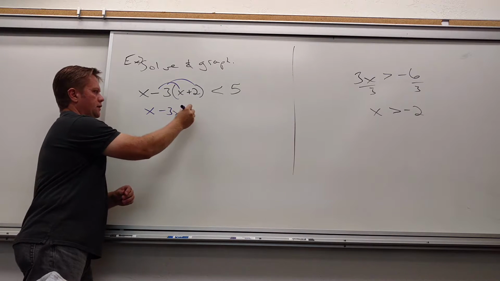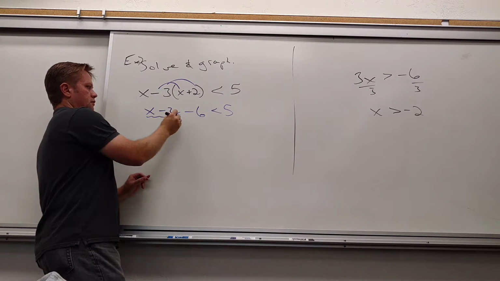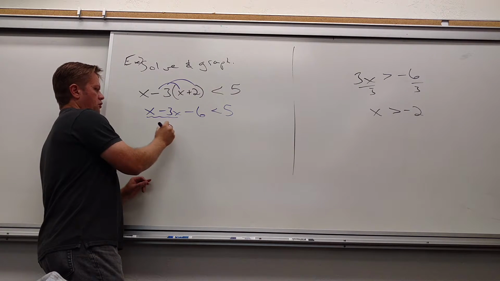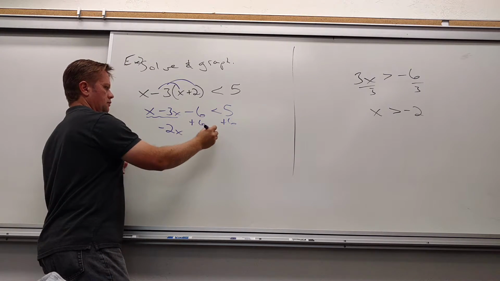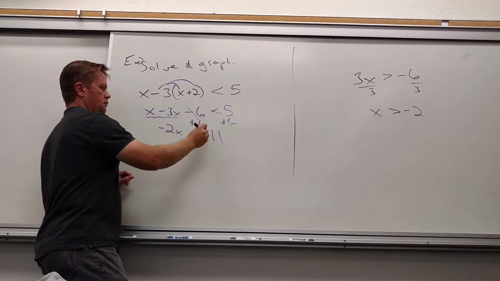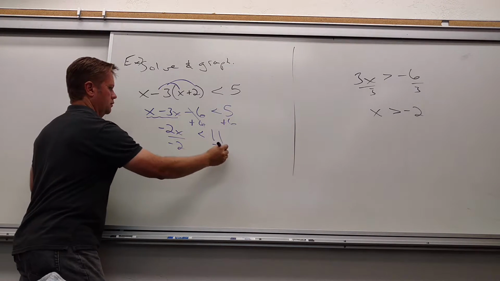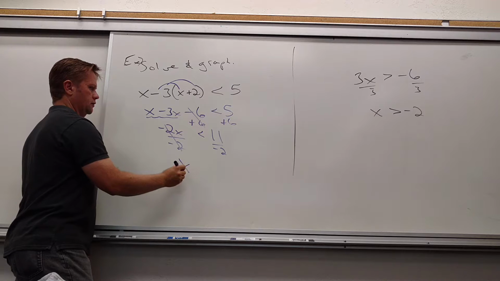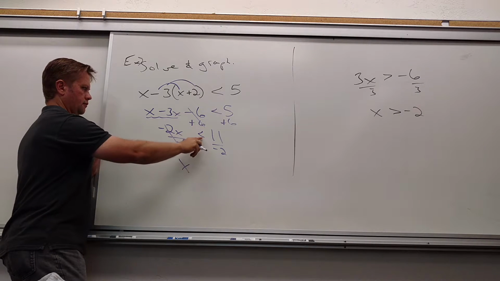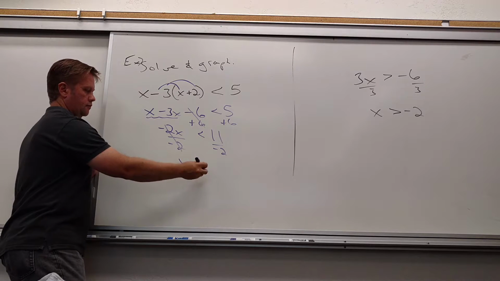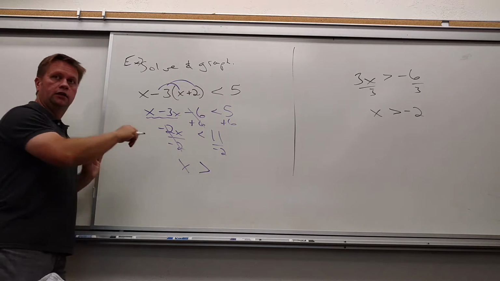Minus 6. So I get negative 2x less than 11. Divide by negative 2. So x equals, bigger than. Why does it flip? Because we divided by a negative.